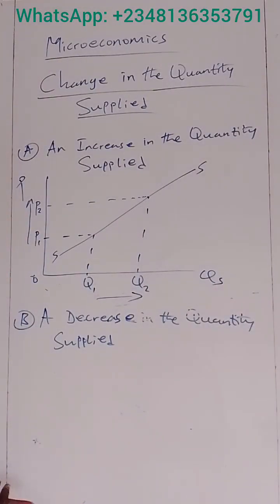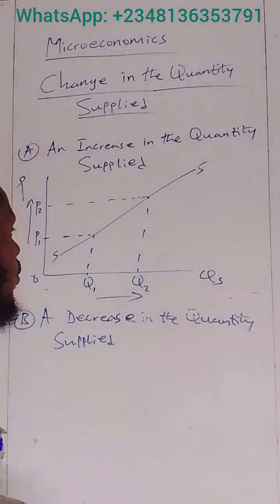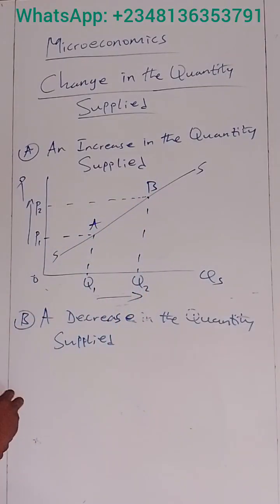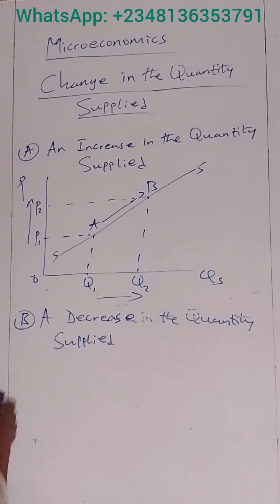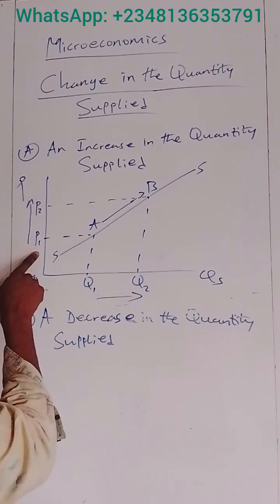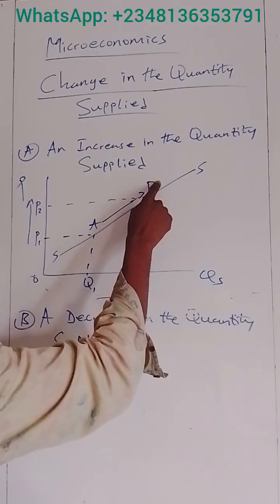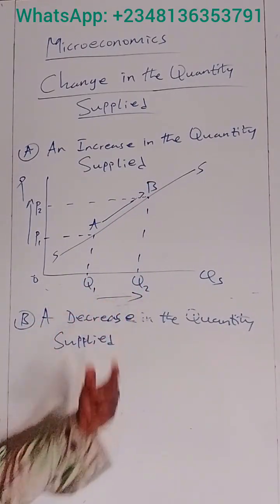To sell more, sellers will be willing to sell more. And at a lower price, sellers will be willing to sell less. Okay, so if I call this point A, this is point B, you can see there is a movement from this point A to point B. Because of the increase in the price and there's a movement from point A to point B, therefore the quantity supply has also increased from Q1 to Q2.